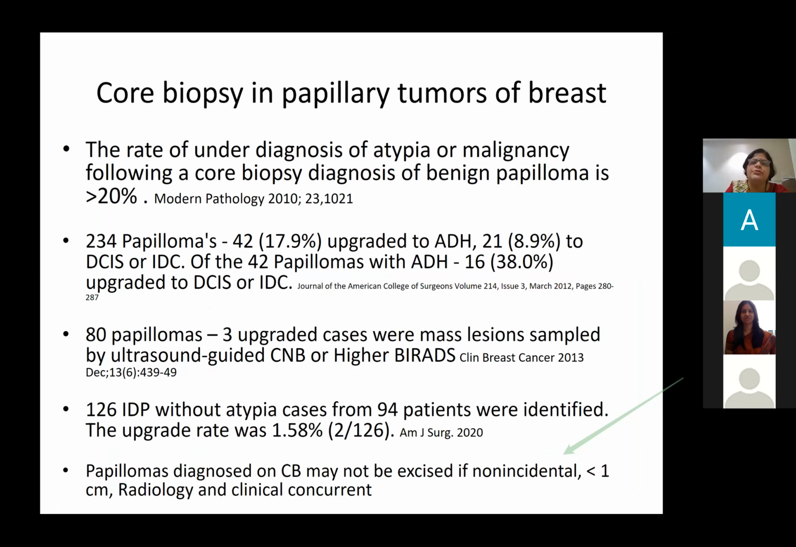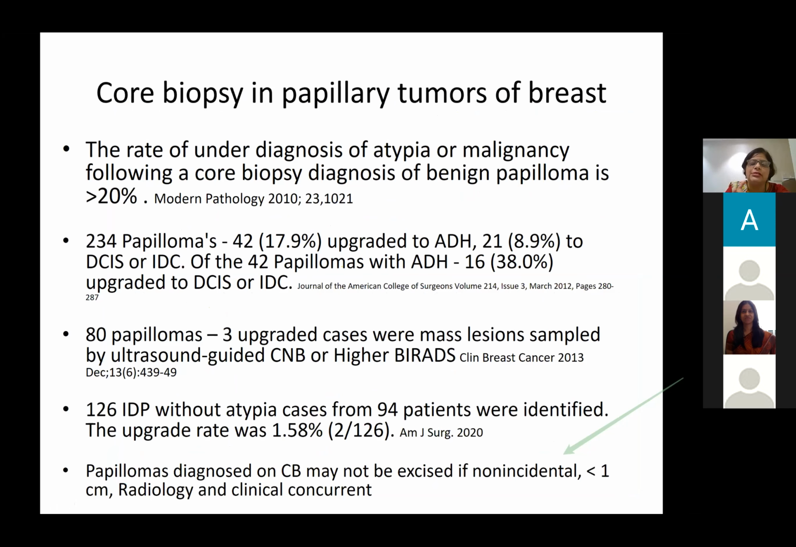In a core biopsy, the same thing happens. Of course, it's better than an FNAC. You have an underdiagnosis of malignancy in around 20% of the cases. Remember, there's always a one-step upgrade. So a papilloma may be upgraded to ADH, and papilloma with ADH may be upgraded to DCIS. A papilloma with DCIS may be upgraded to IDC in the excision specimen. But the most important thing is to realize what the clinical presentation of the patient is.